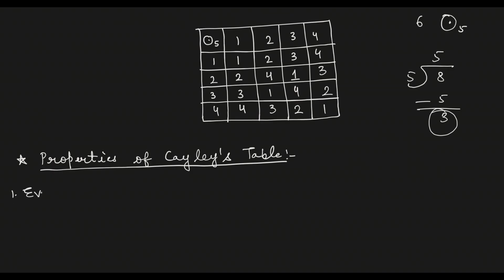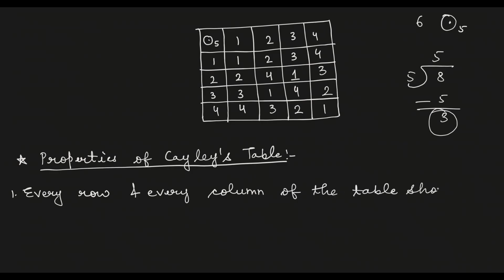First, every row and every column of the table should contain each element exactly once. You can clearly observe that each row and each column has a particular element only one time.